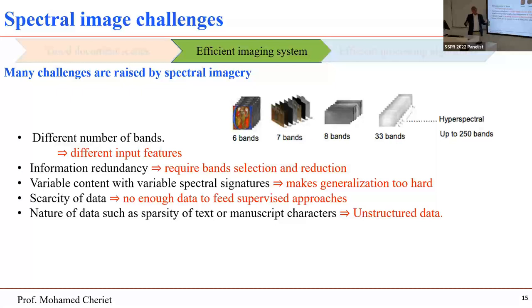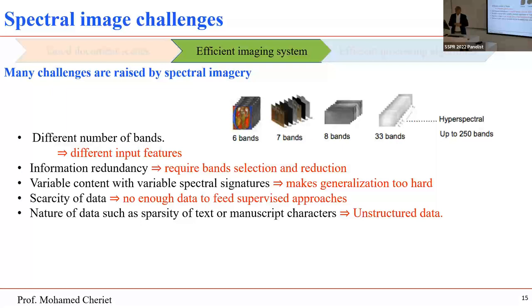What to do with the redundant? So you have to apply or perform band selection and reduction so that you reduce the information. The third one is variable content, variable spectral signature. This makes the generalization power of your system very hard.